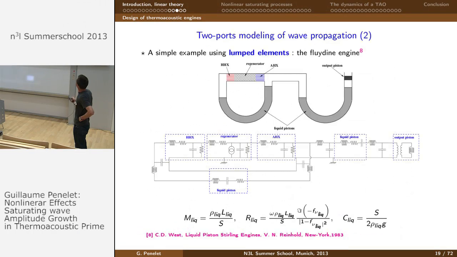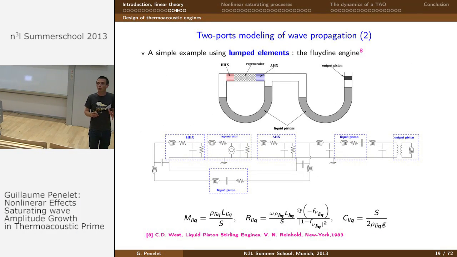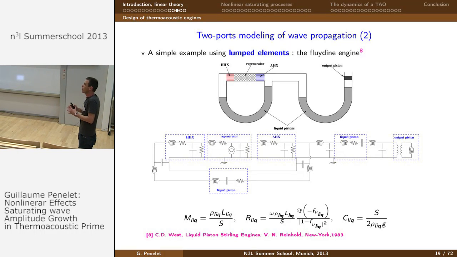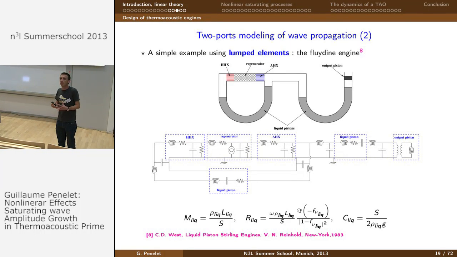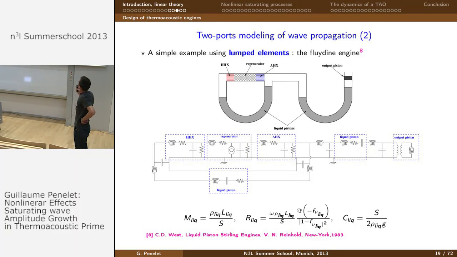So, by this means, what we can do, for instance, in the frame of a lumped element assumption, is to describe some engines which are not, strictly speaking, thermoacoustic engines. So in this example, we have a three-piston Stirling engine, which is called the fluidine engine, and which uses liquid pistons. And so we can describe this using a simple electrical modeling of the acoustic wave propagation.